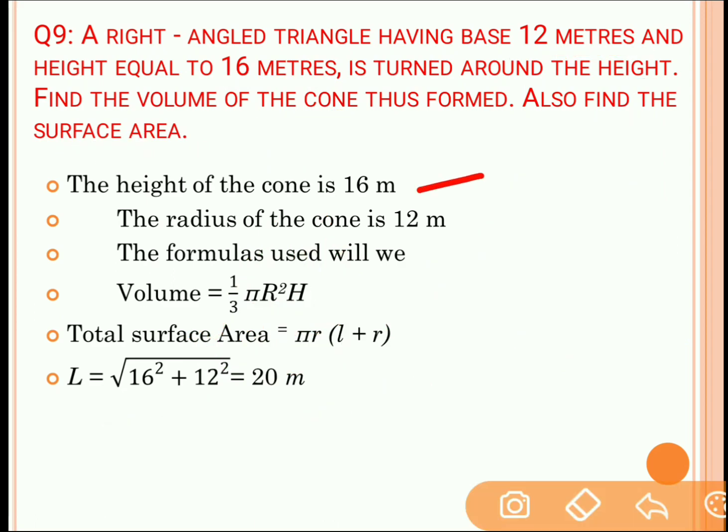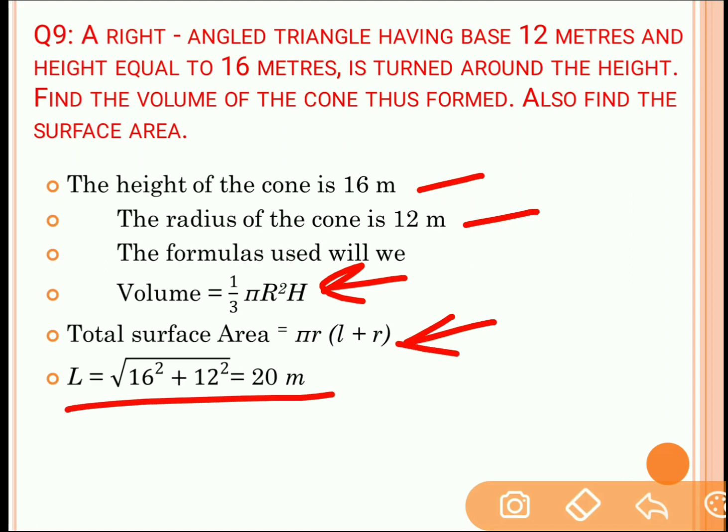So in this question, height is 16 meter, radius is 12 meter, volume is 1/3 πr²h, and surface area is πr² plus πrl. Length will be equal to under root 16² plus 12², and which is equal to 20 meter. So once length is known, you can substitute it into the formula and can find the volume and total surface area.